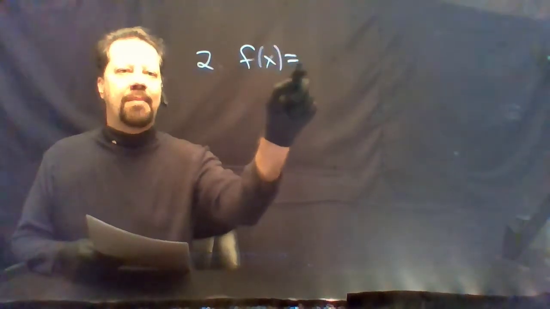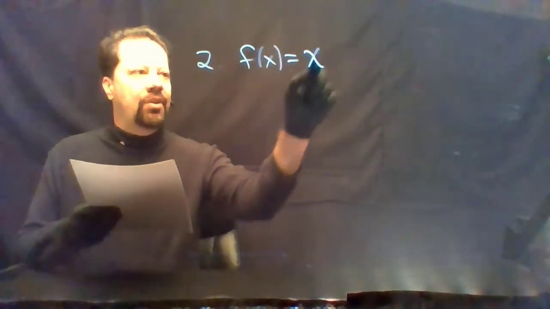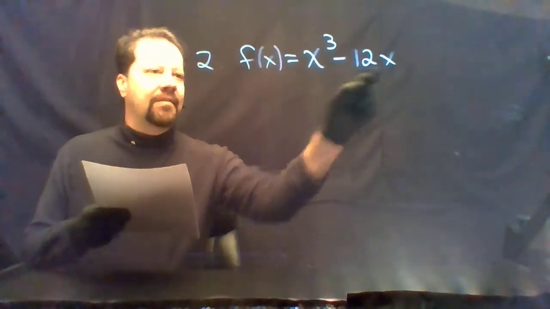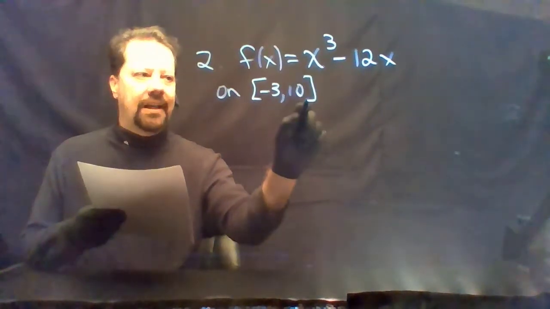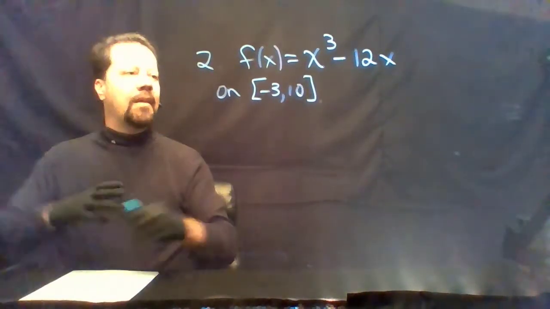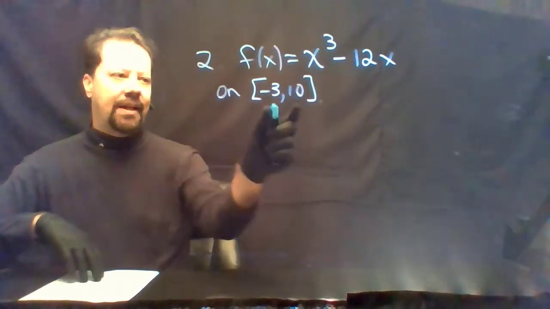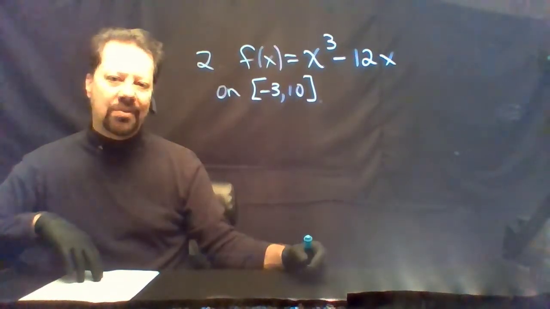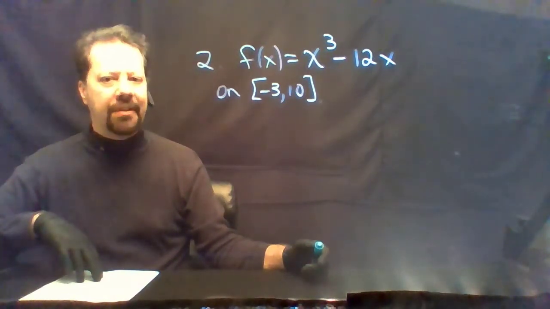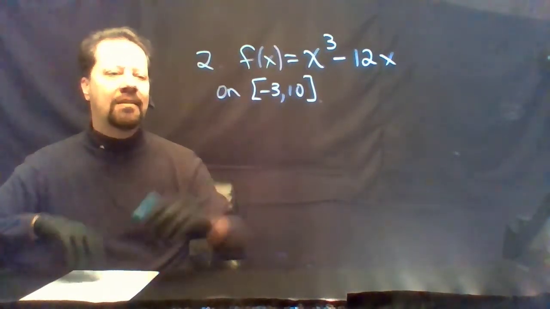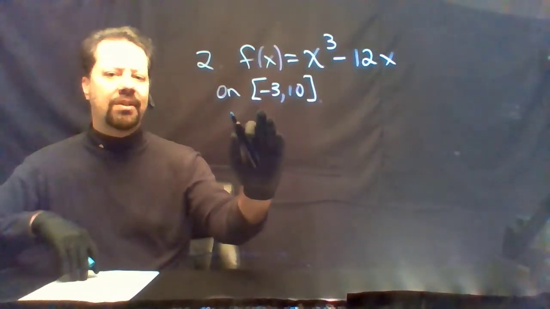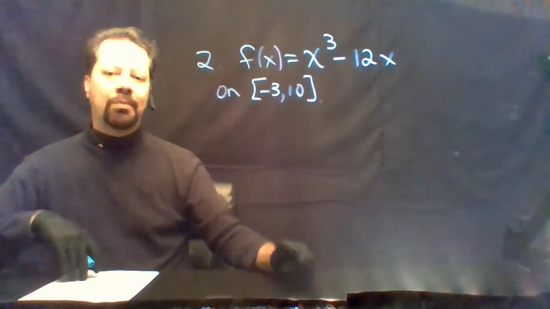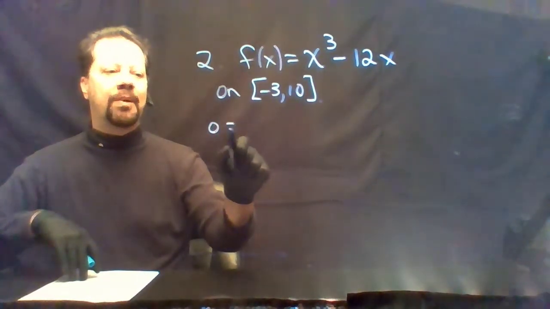On problem 2, I ask you to find the absolute extrema of the function x cubed minus 12x on the closed and bounded interval -3 to 10. This function is continuous on a closed and bounded interval by the extreme value theorem. It must achieve both its absolute max and its absolute min on this interval. The extrema, absolute extrema, must occur either at an endpoint or at a critical point. So first, we'll find the critical points.